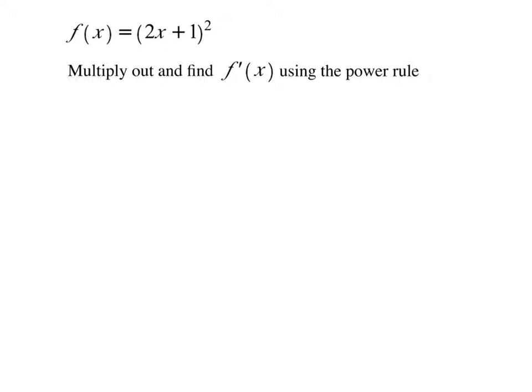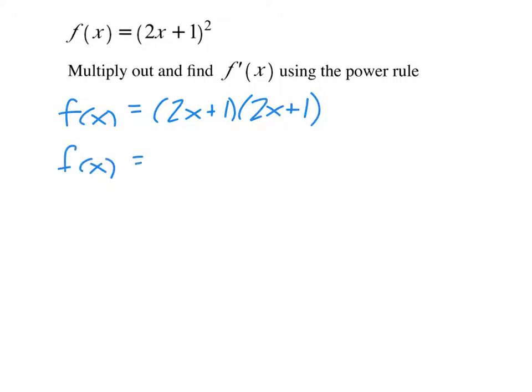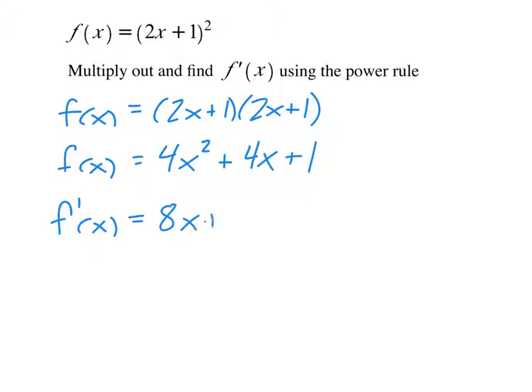All right, so first thing we need to do is go ahead and multiply this out. So I'm now dealing still just with f of x. And f of x, that means I'm going to be doing 2x plus 1 times 2x plus 1 and multiply everything in the first parentheses by everything in the second parentheses. And you should end up with 4x squared plus 4x plus 1. Now, that was what we were asked to do when we were told to multiply it out. Now we need to find out what f prime of x is. So f prime of x then is going to equal, by the power rule, 8x plus 4.